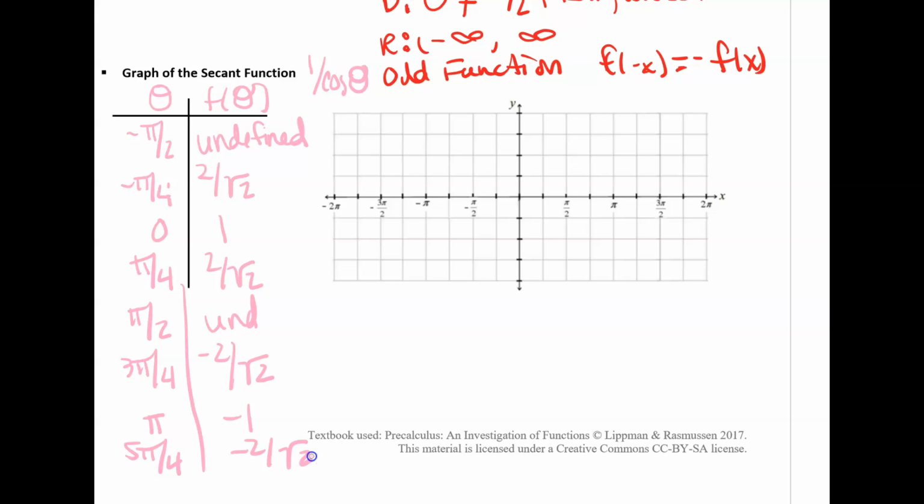So when I go in to graph this, at negative pi over 2 we're undefined, and at pi over 2 we're undefined. So I'm going to go ahead and draw those asymptotes, just like what we did on our tangent. So that's going to occur every pi like we just saw in tangent. So there's all your asymptotes.